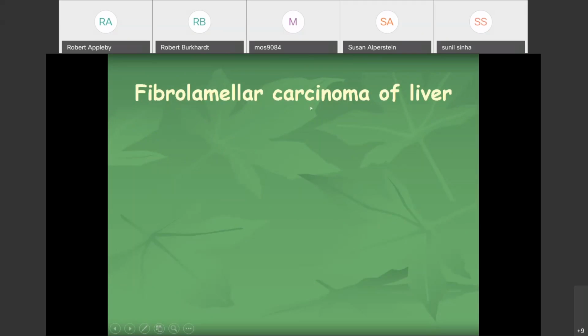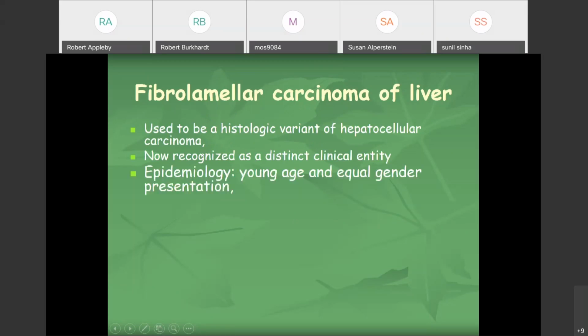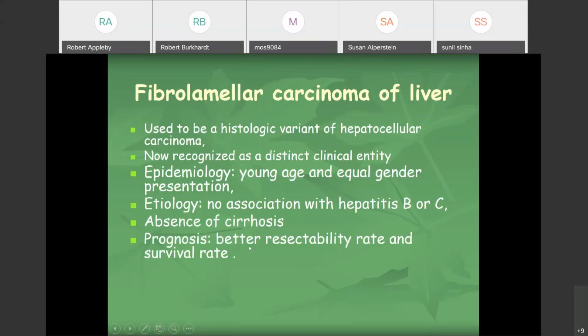And now fibrolamellar carcinoma of liver has nothing to do with hepatitis. It used to be a histology, now it's separate. It's not hepatocellular carcinoma anymore. Young patient, equal gender presentation, no association with hepatitis, and no cirrhosis. Prognosis is a little bit better.